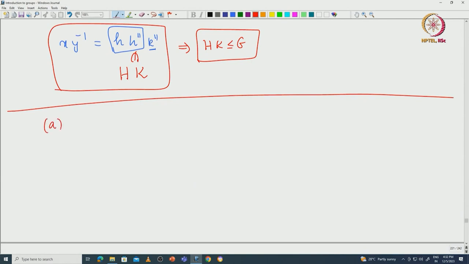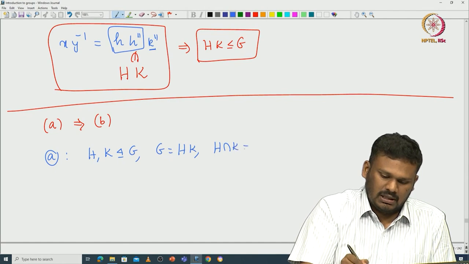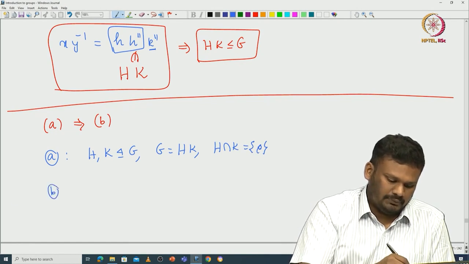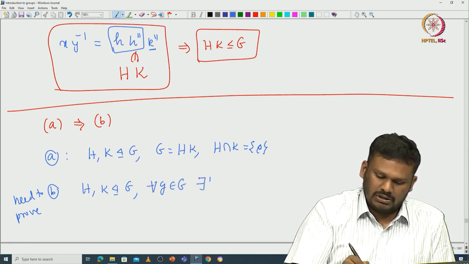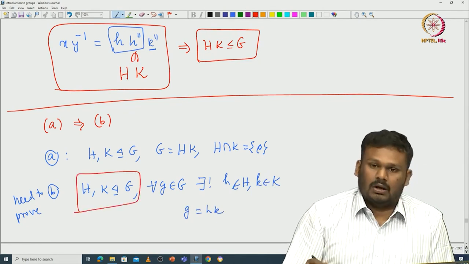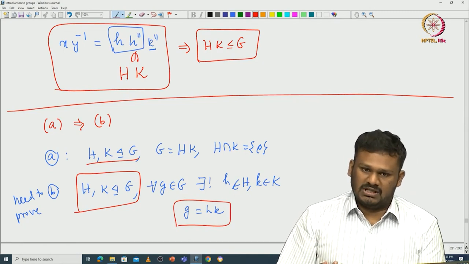So let us recall how one can prove A implies B. So what is A? A is H and K are normal subgroups of G, and G is equal to HK, and H intersection K is identity. So this is what A is. What we need to prove? Need to prove B. So which is H and K are normal in G, and given G in capital G, there exists unique H in capital H, K in capital K, such that G equals HK. So it is clear that H and K are normal because that is already given to us. So we have to prove that any given element G can be written as product of H and K in some unique way.